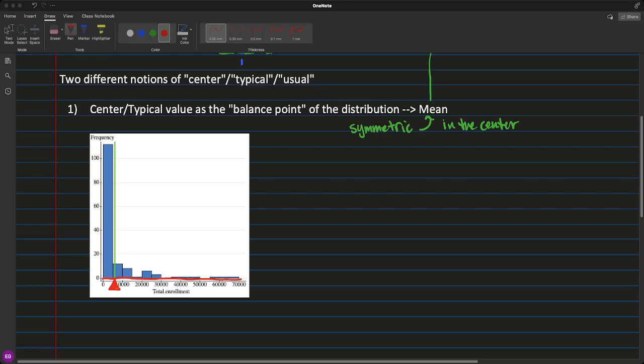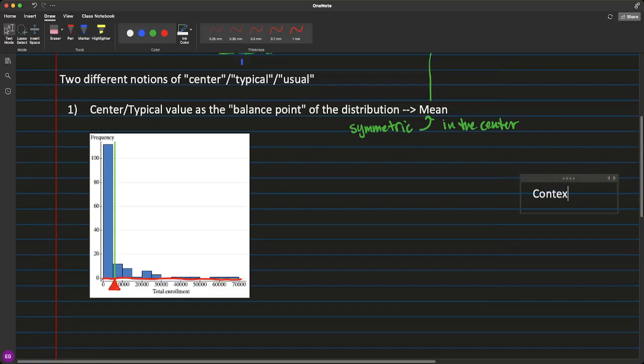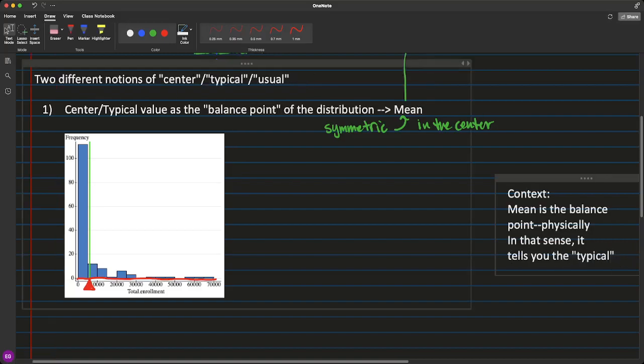So contextually, it tells you several things. Let's type it over here. So, what's the context? The mean is the balance point physically. And in that sense, it tells you the typical value.